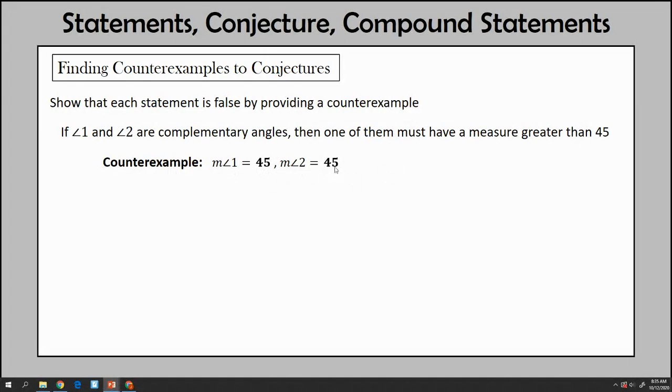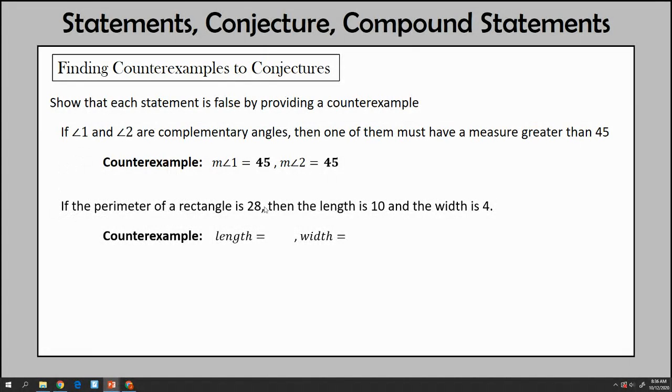If they're both 45, they're going to add up to 90, and one of them isn't greater than 45 because they're both equal to 45. Therefore, this counterexample right here proves this conjecture, or this statement, false. That's all you're trying to do. Okay, so you're really digging into it and trying to find the one example that could make it false.